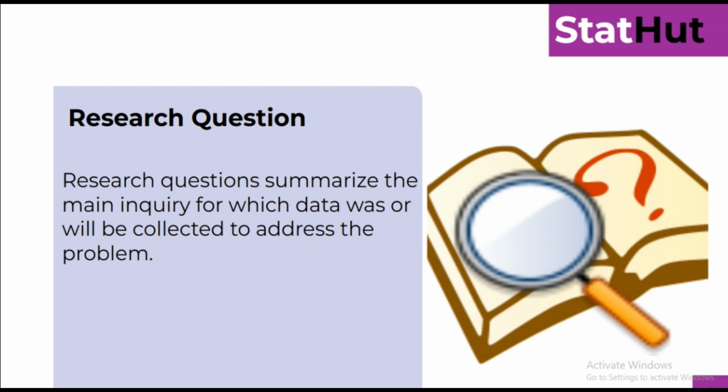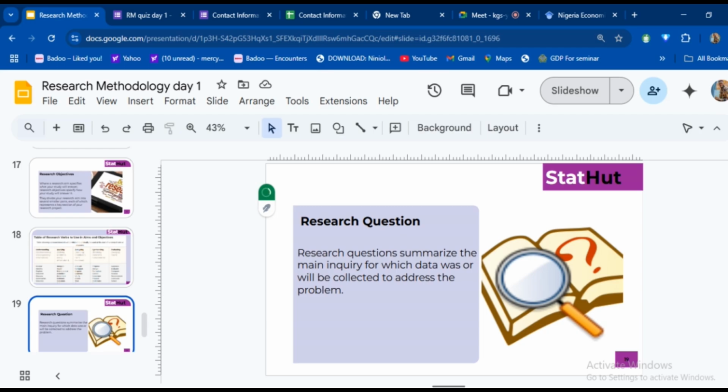Now, research questions summarize the main inquiry for which data was or will be collected to address the problem. The beautiful part about this is that your research objectives can be reframed into research questions. So most journals, or let's say academic writings, prefer people to use research questions rather than research objectives. But regardless, some of them want both. So we can actually reframe our research objective into a research question. Let's say an example here.